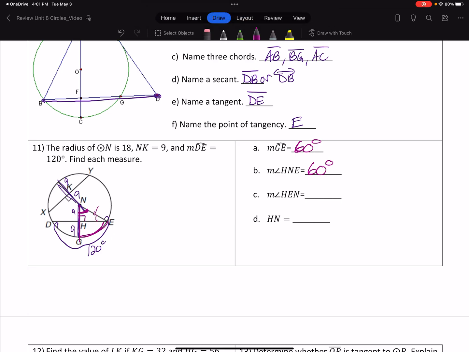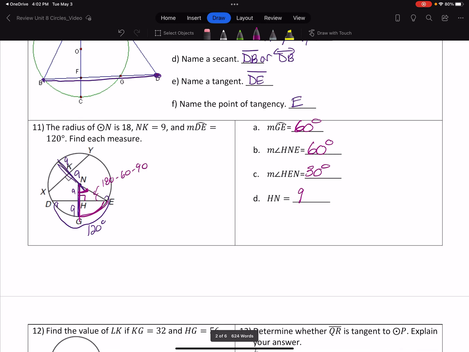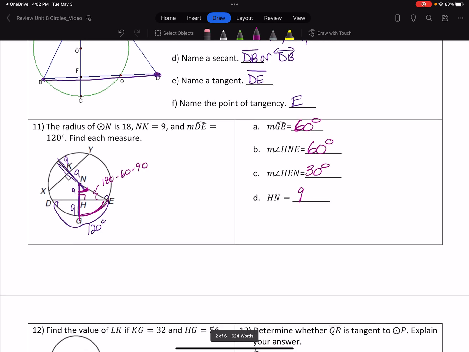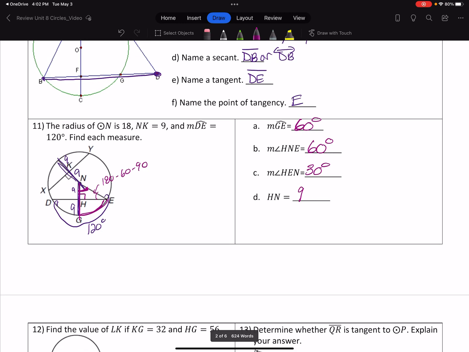HEN, well, that's going to be 180 minus 60 minus 90, which is your 30 degrees. And it says HN has to be 9, because if they're perpendicular, so on and so forth, they're equidistant.